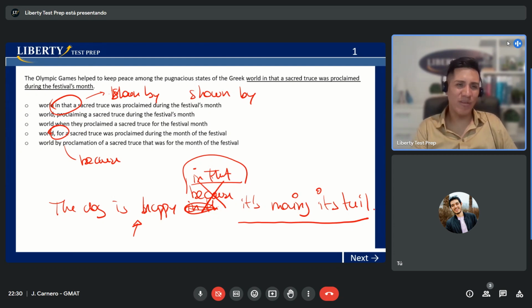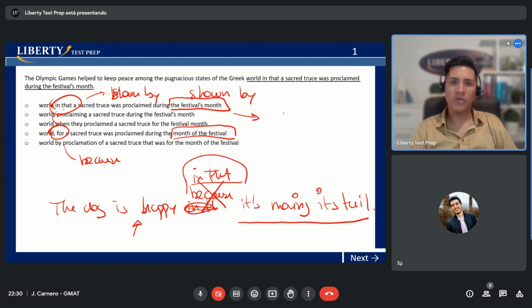So here I think it's very difficult to tell whether in that or for are correct. I think both of them could make sense. But here the thing would be the festival's month and the month of the festival.